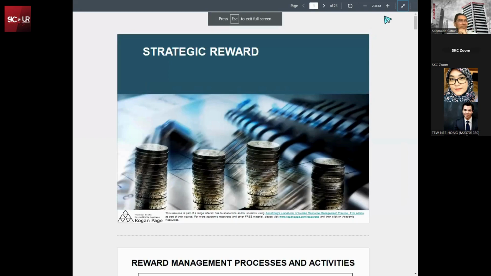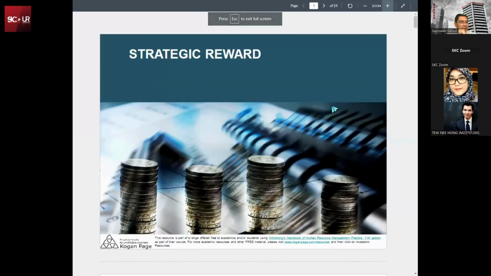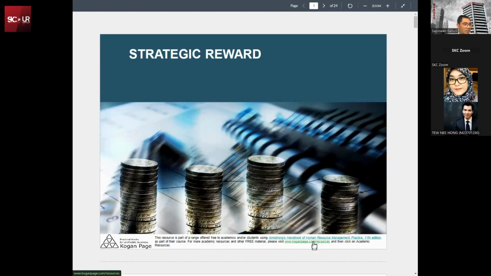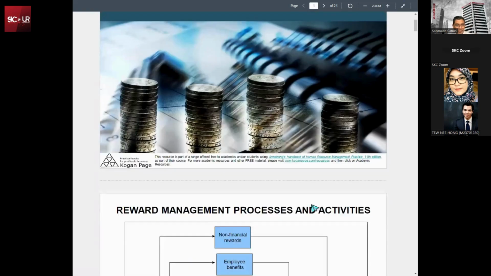So on lecture number 2, we want to know how we want to develop a strategic reward strategy. A strategic reward system. So how we want to have a good strategic reward system. So I'm using the pitch book.